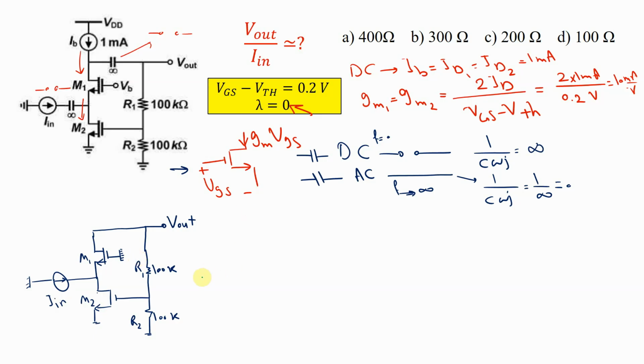So for this M2 we need VGS. The source voltage is already grounded, so we just need this gate voltage. What is the value for this gate voltage?